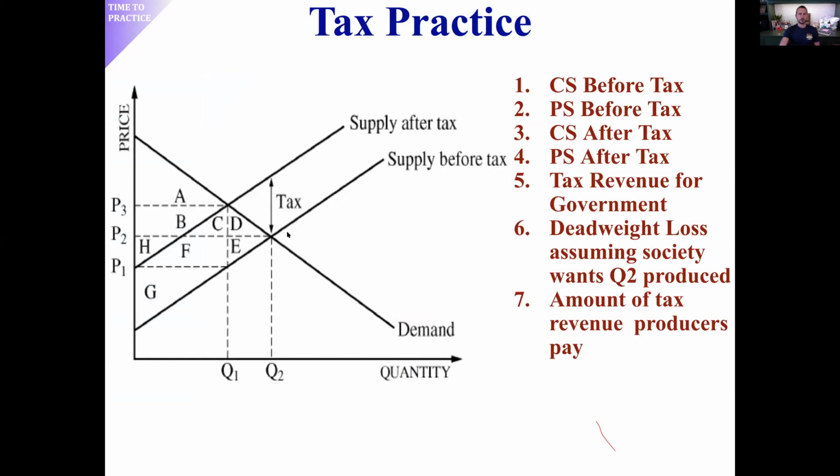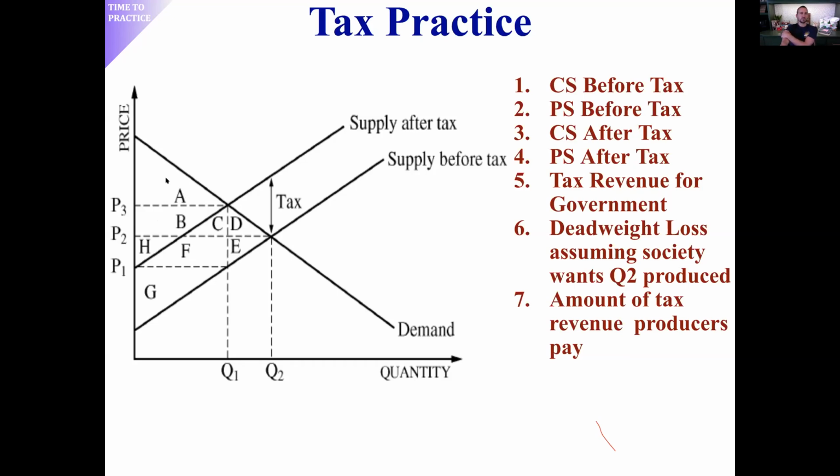When you put this per unit tax in place, it shifts the supply to the left, which raises the price. The important thing to remember here is it raises the price that consumers pay, and it lowers the price which producers get to keep. The vertical distance is the amount of the tax. P3 is what we pay. P1 is what producers get to keep.